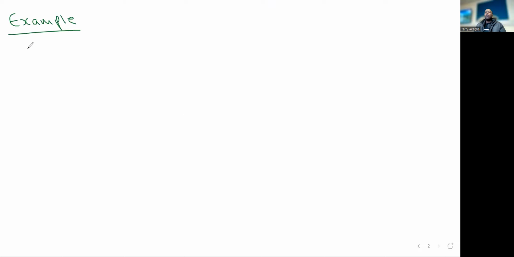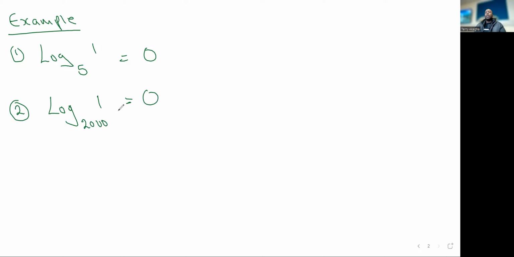So for example, okay, if we have log 1 to base 5, that will give you 0. Number 2, if you have log 1 to the base of 2000, it's going to still be 0. Okay? Number 3, if you have ln 1, it's also going to be 0. Okay? So let's pick an example here.